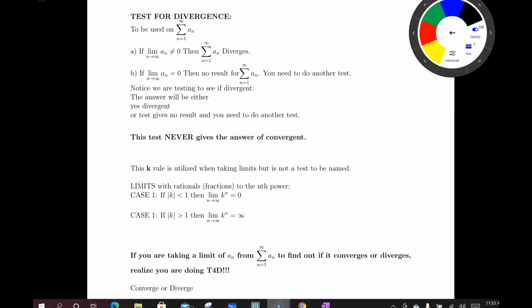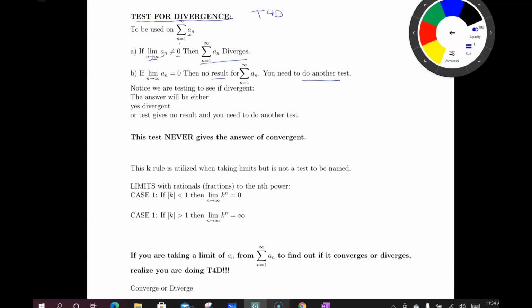Okay, so I'm just continuing on summarizing what we have so far before we move into more tests. Remember, we have the test for divergence, the T4D. We're checking to see if it diverges or if I need to do more work. So if I have this sum and I take the limit of the nth term, right? A sum is different than a limit. So if I take the limit of the nth term and it doesn't equal 0, then I know the sum diverges. If the limit equals 0, nothing, got to do some more work, more tests needed.